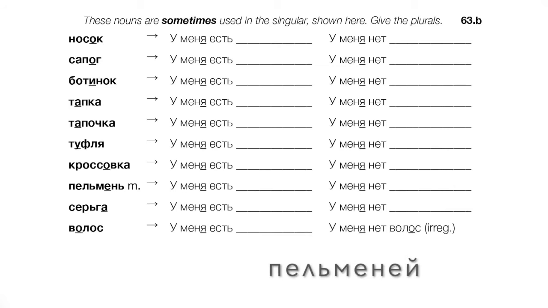У меня нет пельменей. Right? I have no пельмени. They're in the genitive plural. All right? Ends in a soft sign, so we get yay in the genitive plural. Серьга, earring. У меня есть серьги. Right? I have earrings. Stress shifts backwards to the opposite syllable. У меня нет серёг. I don't have earrings.